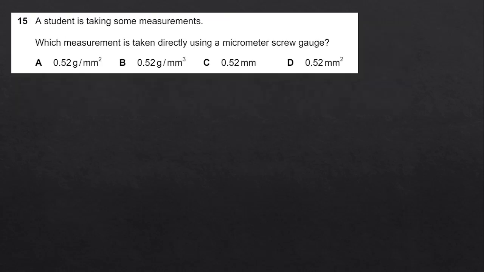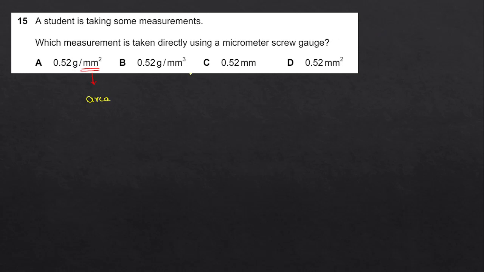Question 15. A student is taking some measurements. Which measurement is taken directly using a micrometer screw gauge? Now let's look at all of these measurements. So it's 52 gram per millimeter square. Now let's look at this millimeter squared. If I look at the distance unit, millimeter square gives us the quantity which is area. And we certainly know using a micrometer screw gauge we can only find the distance. We cannot find the area. We can either find the length or thickness or breadth. So here this is incorrect.